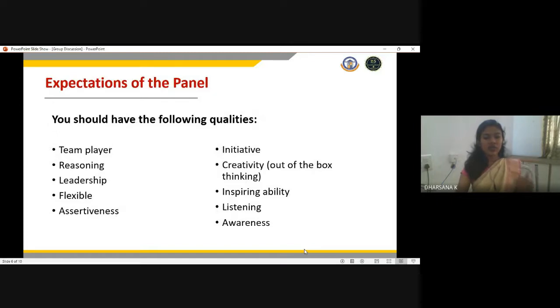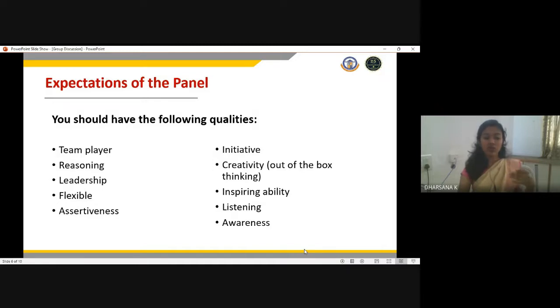And there are a few expectations of the panel while conducting a group discussion. Group discussion is conducted for a particular purpose. When you are put into a group for group discussion, there will be some expectations of the panel. You should have the following qualities to qualify in a group discussion. They'll be checking whether you are a good team player. They'll be checking your reasoning skills. They'll be checking your leadership skills.